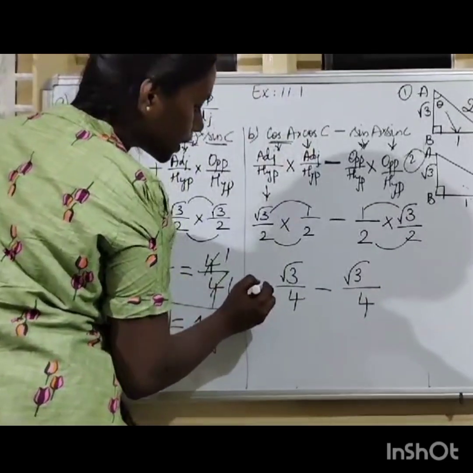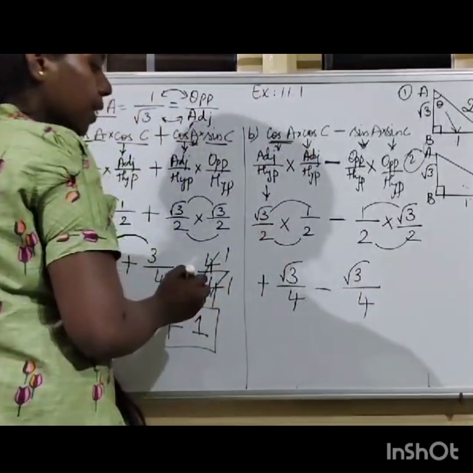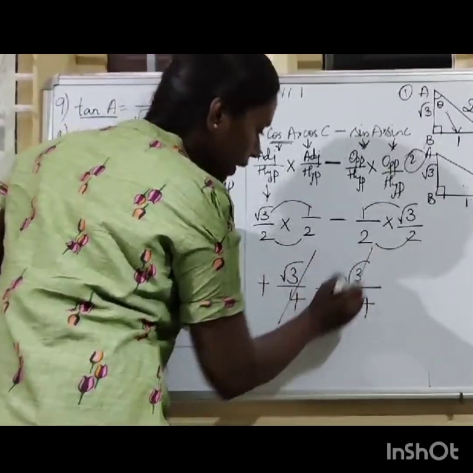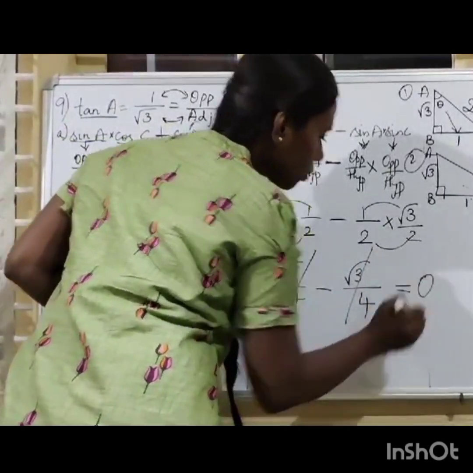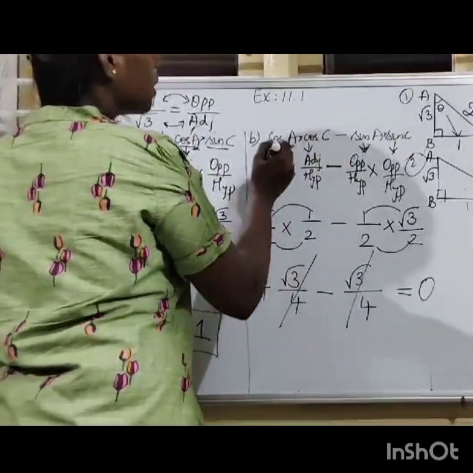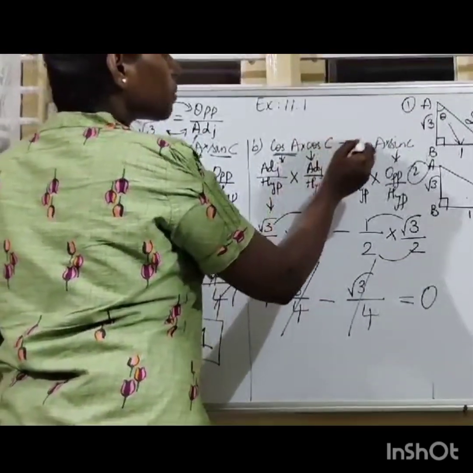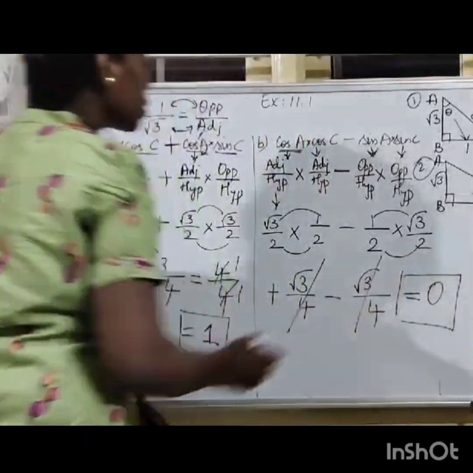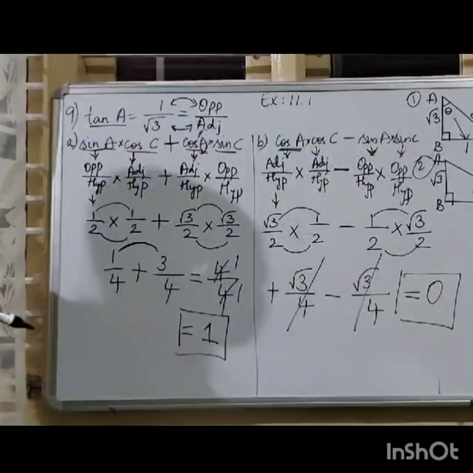Since nothing is written here, it means that plus is always present. So plus root 3 minus root 3 will get cancelled. The answer is 0. So for our second sub-question of the 9th one, cos A into cos C minus sin A sin C, the answer is 0. So this solves our 9th question.